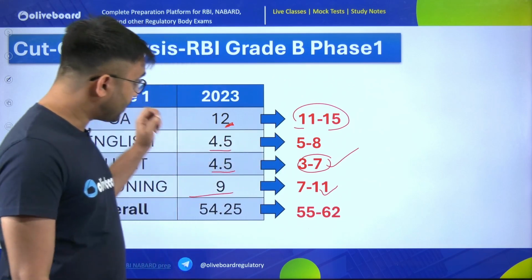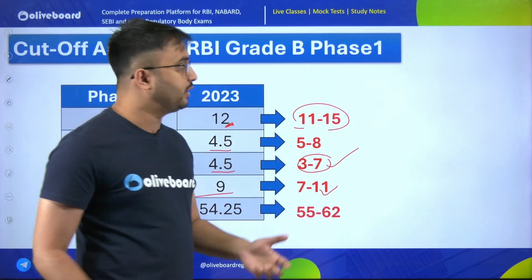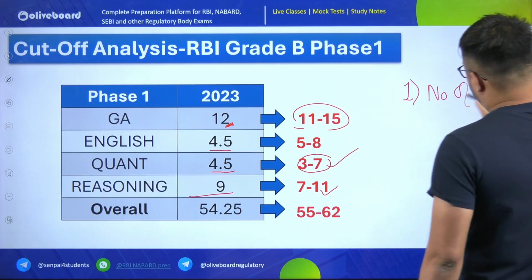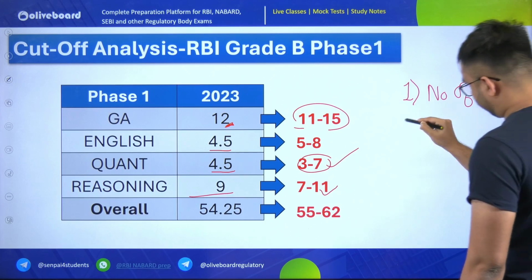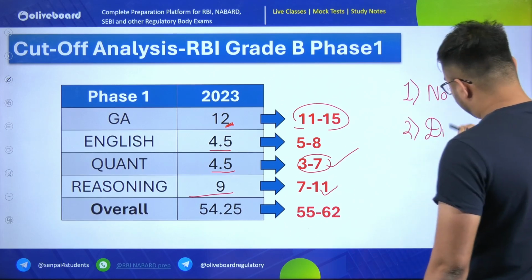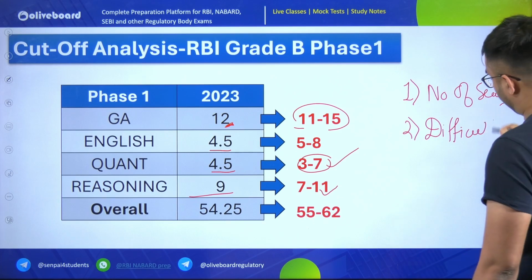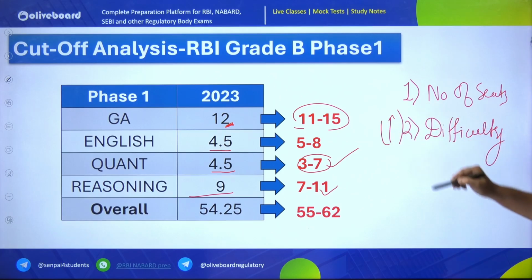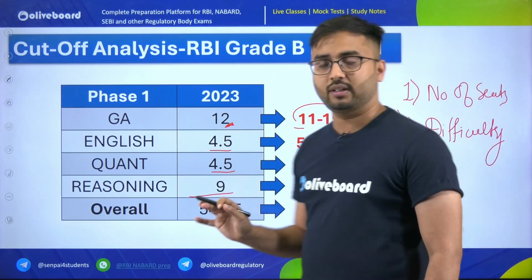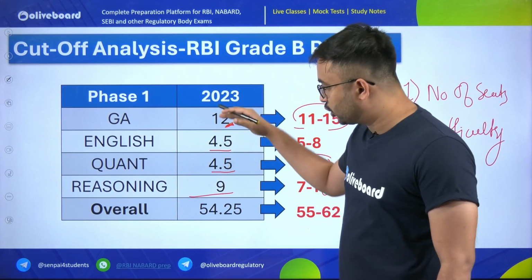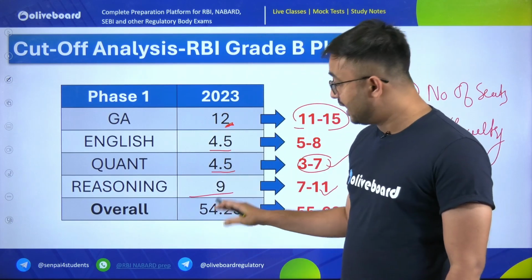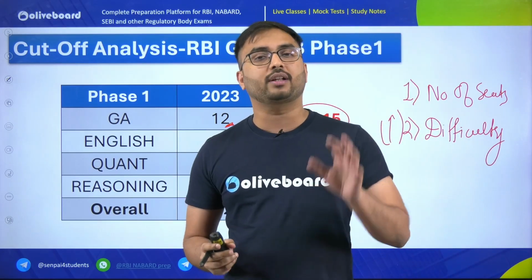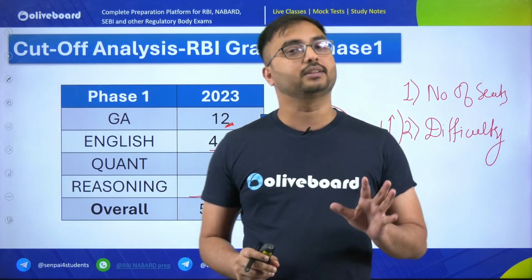Okay, but this year we also have to take care of two things. First is the number of seats. Second is difficulty. Number of seats and difficulty. Now the point is that the difficulty increased, because when we look at phase 1, considering the amalgamation of all these 4 sections and the overall cutoff also, you will understand that the paper was moderate to difficult in nature.